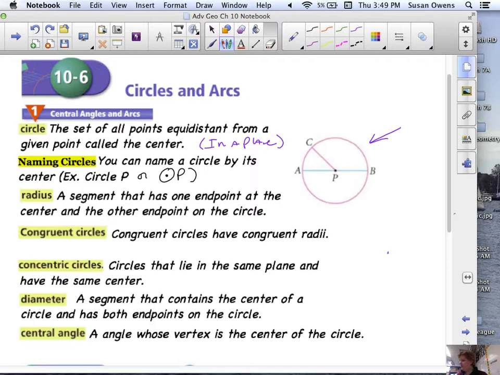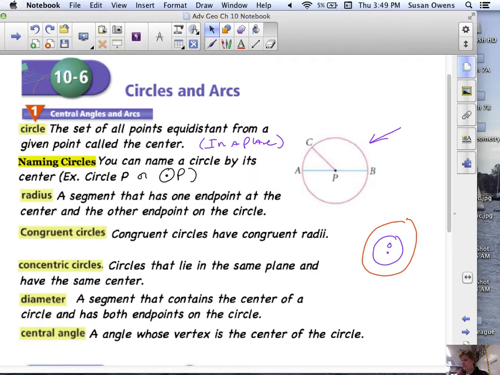Concentric circles are circles that lie in the same plane and have the same center. So if I draw one circle, call it circle O, any concentric circle would be a circle that also had a center O and was in the same plane. Those both would be circle O, and they are concentric circles. A diameter is a segment that contains the center of the circle and has endpoints on the circle.